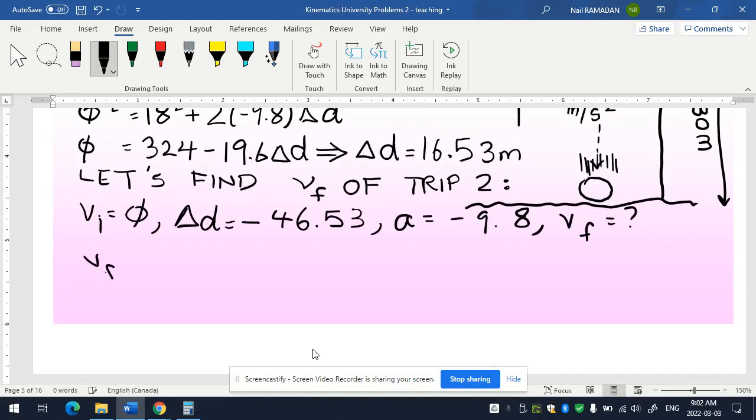Vf squared equals Vi squared plus 2a delta d. And because there's no algebra, I'm going to go on the same line. I'm going to keep doing equals until I'm done. What's the initial speed? Good, 0 plus 2.